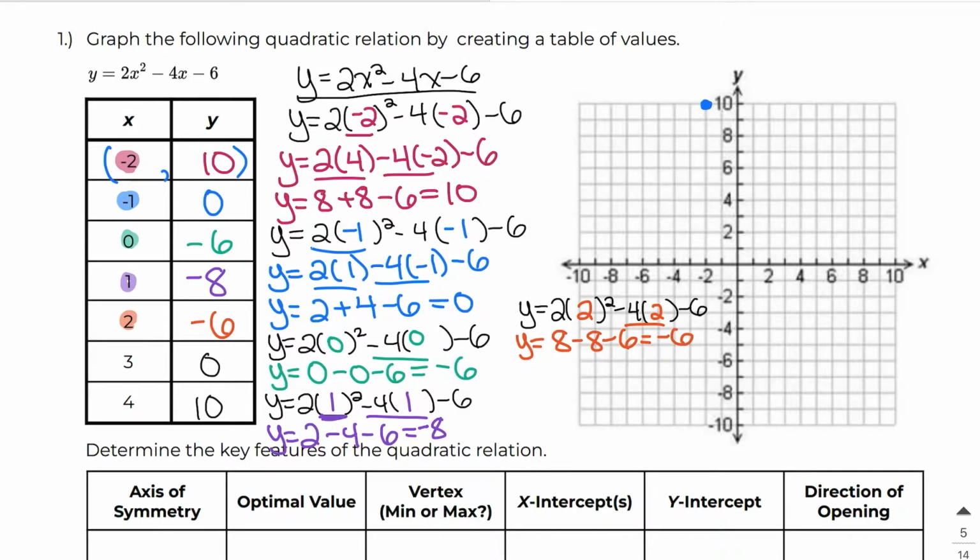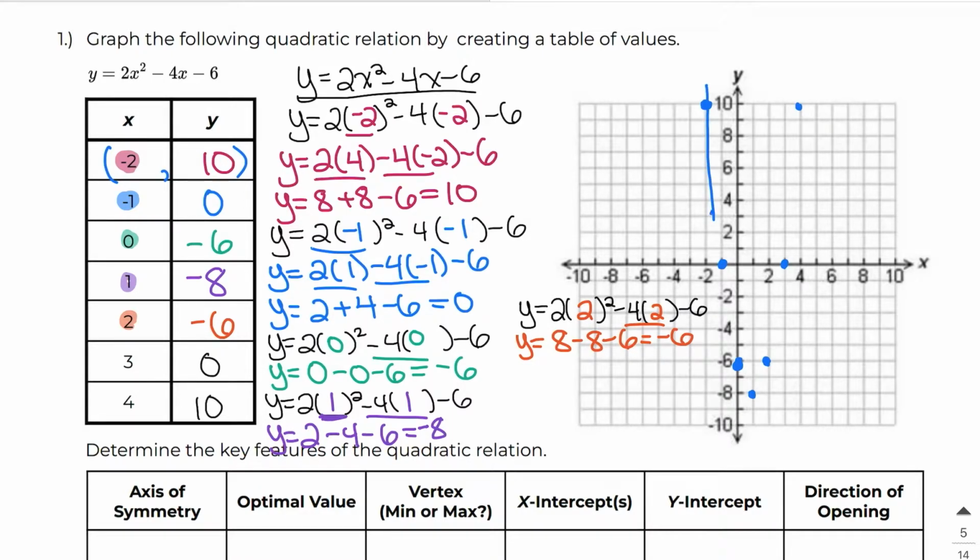My next value that I have is negative 1, 0. So I go left 1 and I don't go up or down. The next value I have is 0, negative 6, so I don't go right or left, but I go down 6. Then I have 1, negative 8, so right 1, down 8. 2, negative 6, 3, 0, and then 4, 10. And then I'm just going to connect the dots.